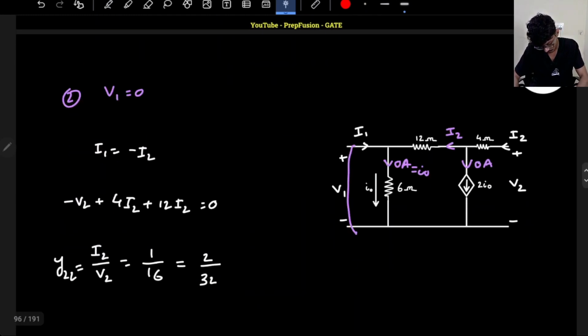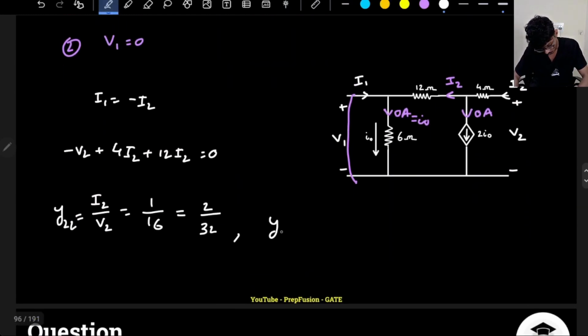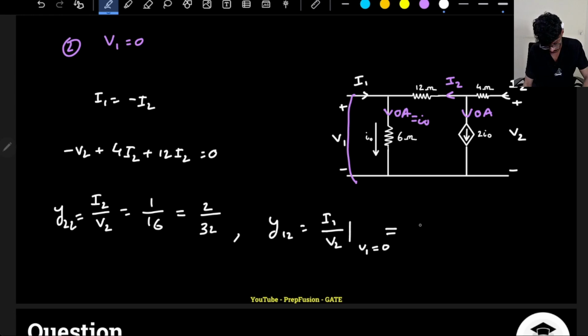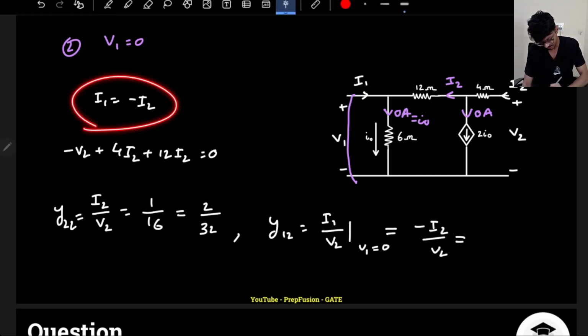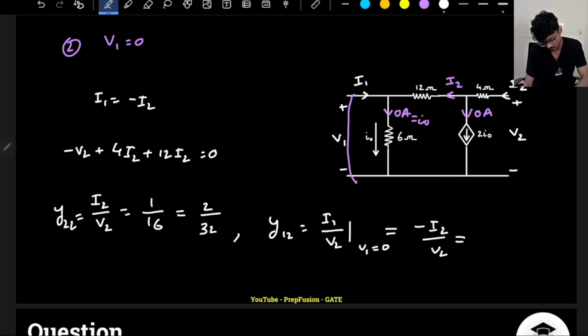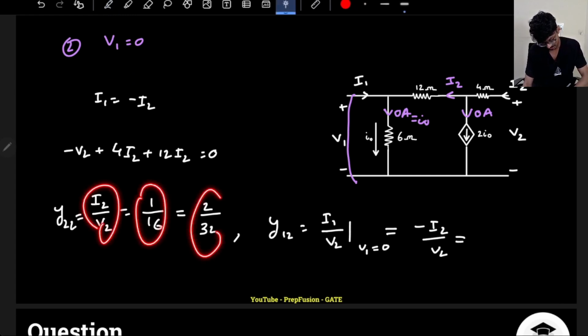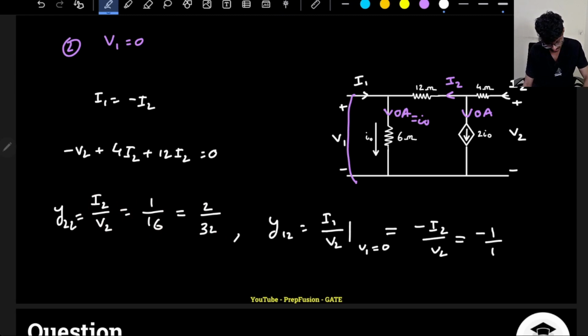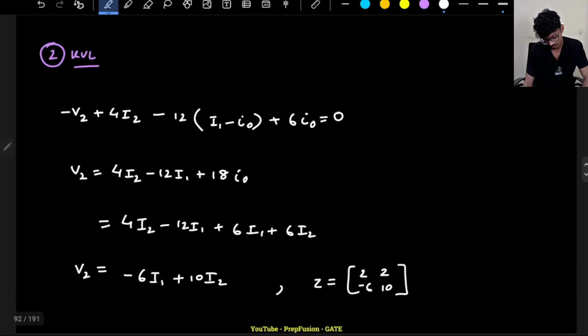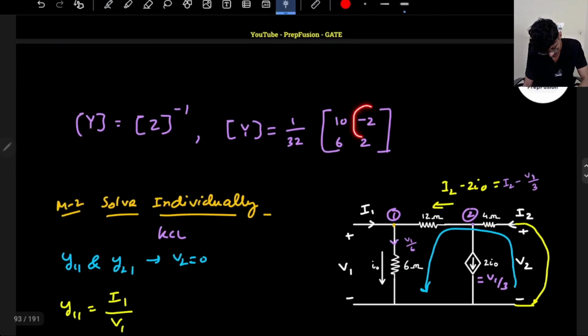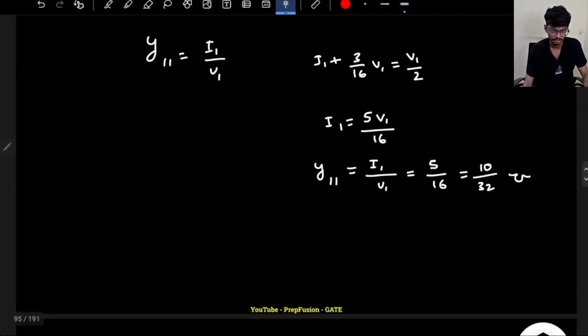So what is Y12? Y12 is I1 upon V2 when V1 is 0. Correct? So I1 is what? I1 is minus I2. So it will be minus of I2 divided by V2. I have already told you, I2 by V2 is 1 by 16. So minus I2 by V2 will be minus 1 by 16. This will be minus 2 by 32. Let's check. This is correct. This is the Y12, that is minus 2 by 32. So we have absolutely done it in the correct manner.